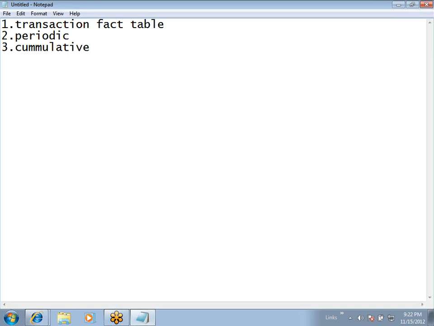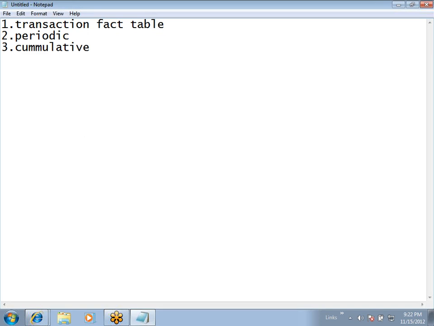Here, to maintain the daily transactional data along with some measures to calculate the business values, we generally have three types of fact tables. One is the transaction fact table, the periodic fact table, and the cumulative fact table. If we maintain directly what transactions happen in the business in one fact table, that is nothing but the transaction fact table.